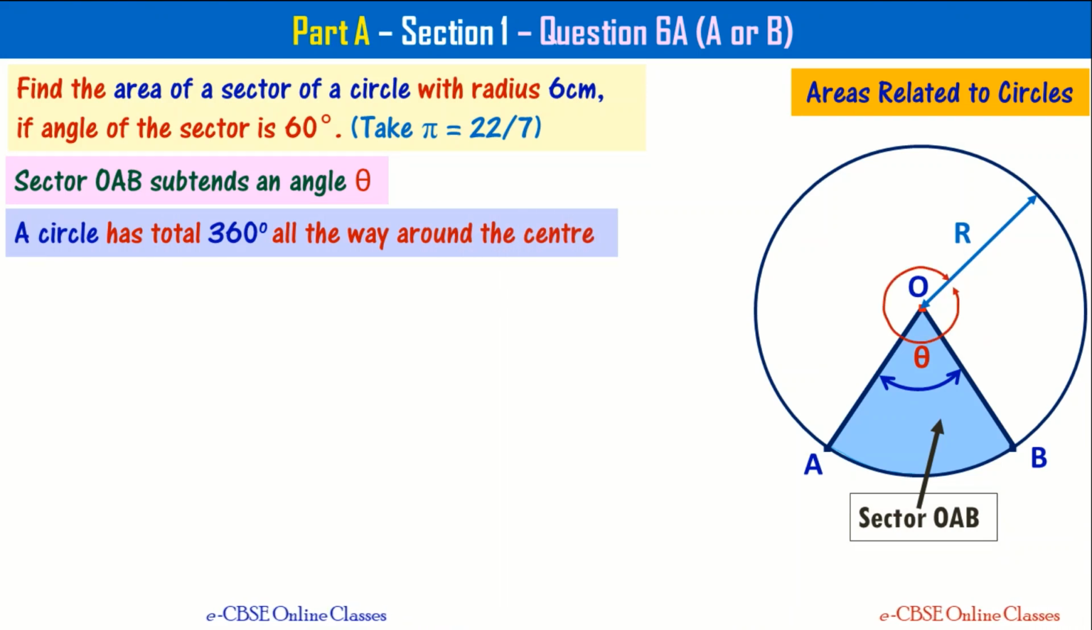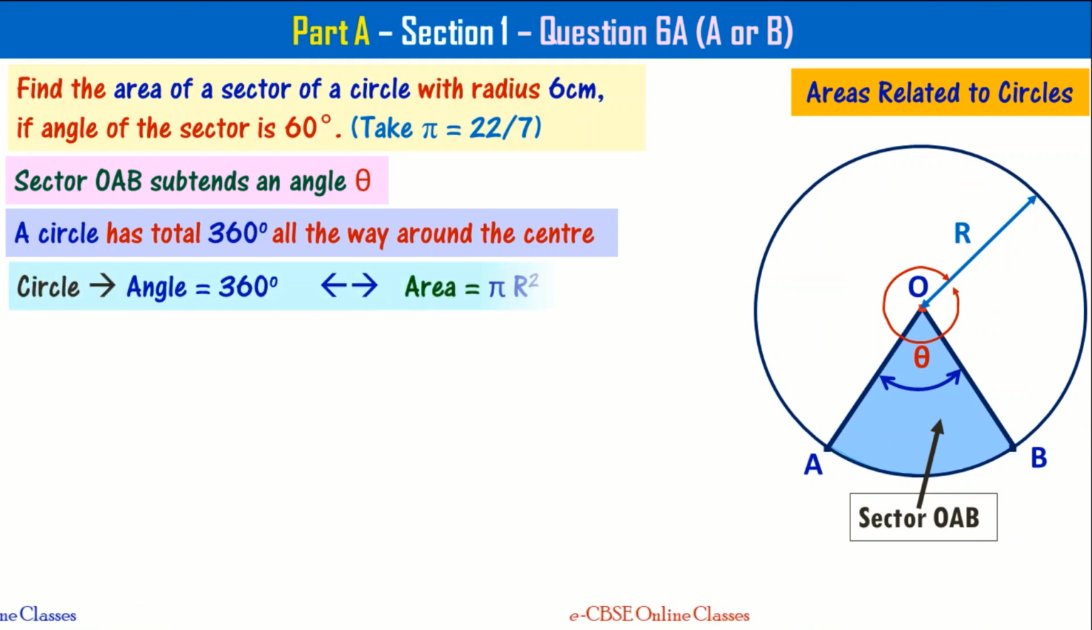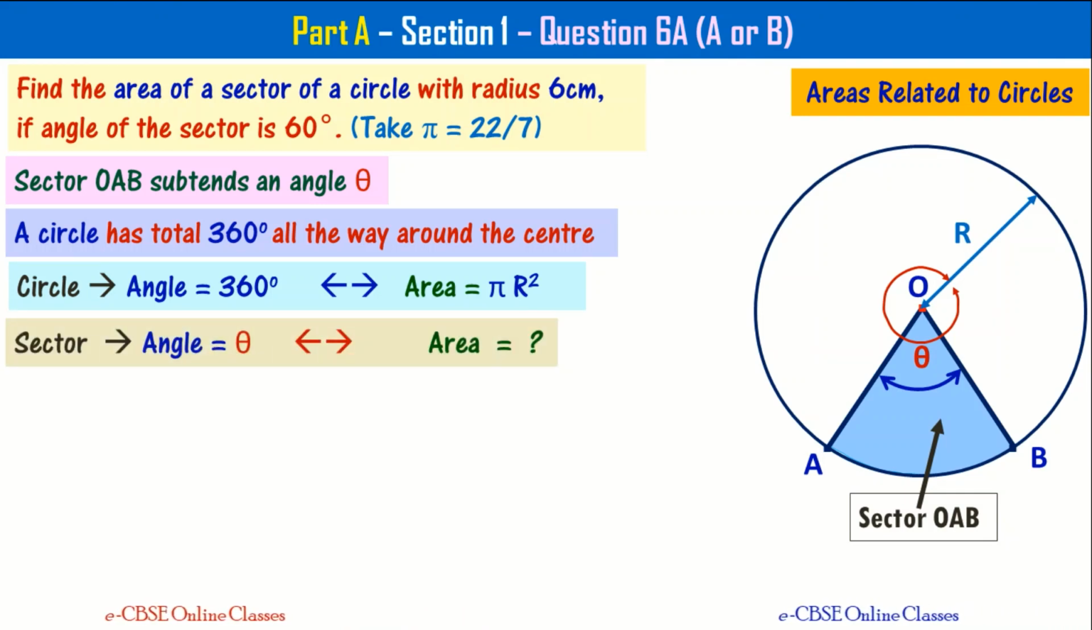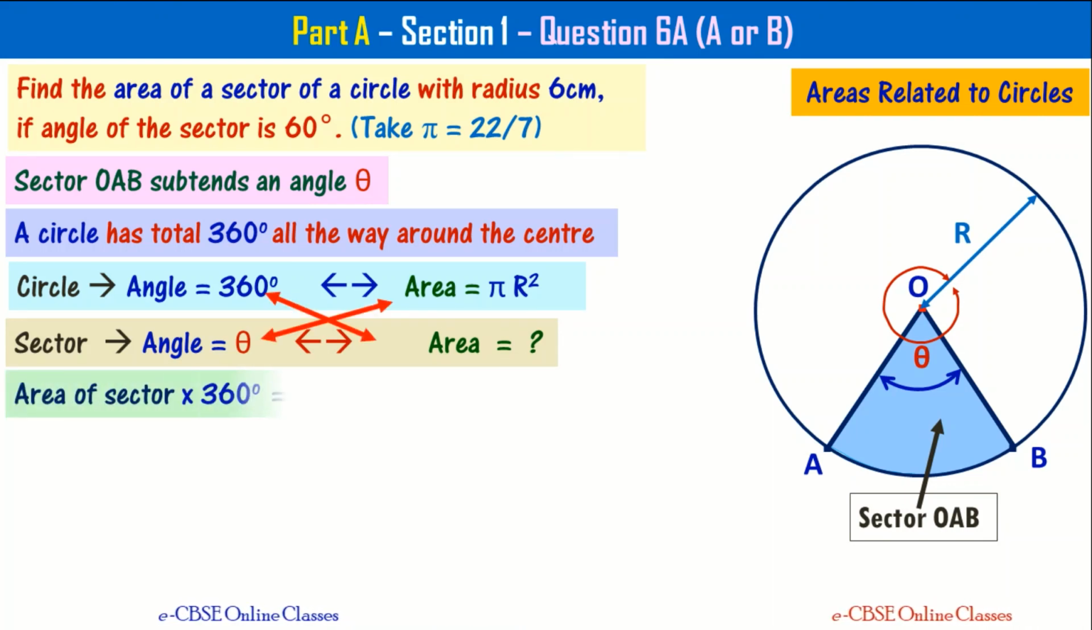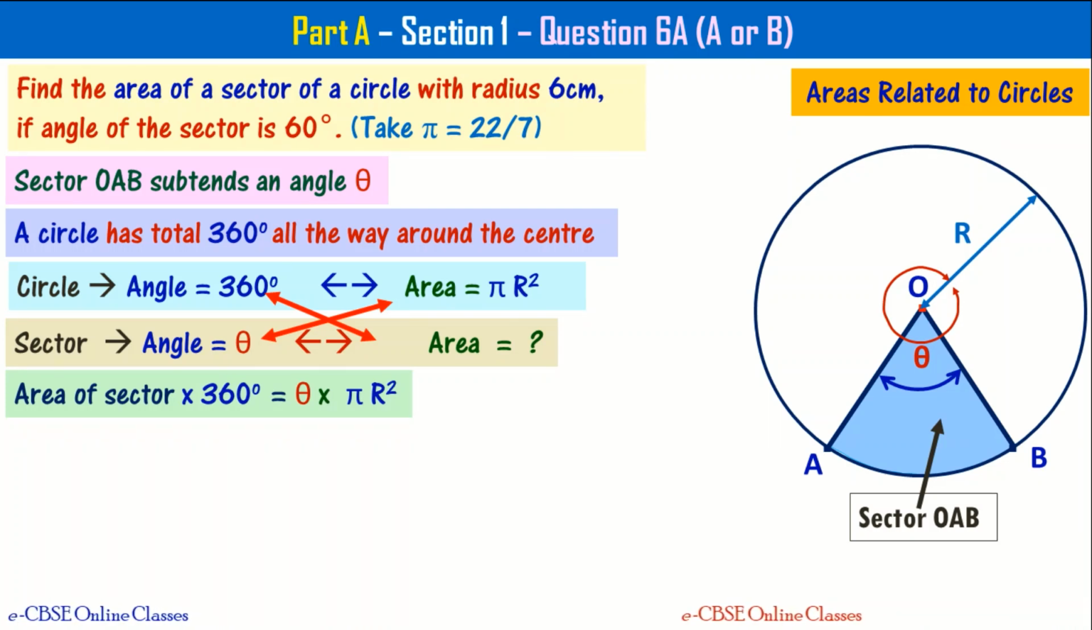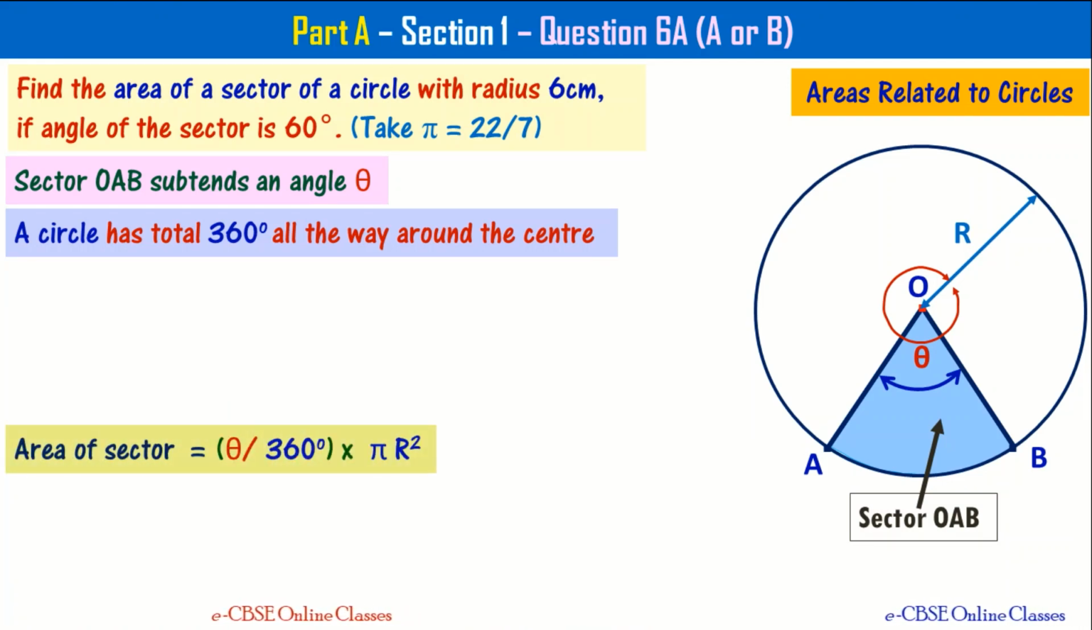And we know that a circle has total 360 degrees all the way around the center, right? Now we can write the following. Circle which has got angle 360 degrees has an area that is equal to pi r square. If sector that has got angle theta, what is its area is the question now. One can do cross multiplication. When you do that, you can arrive at an equation like this. Area of sector times 360 degrees equal to theta times pi r square. Rearrange it such that you get area of sector equal to theta divided by 360 degrees times pi r square.